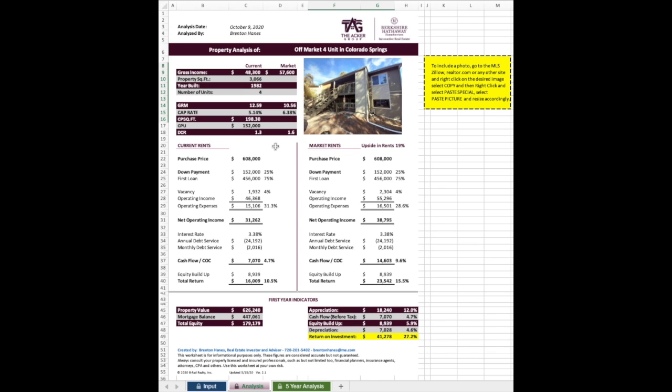So let's look at this first column on the left, our current rents, purchase price, our down payment, our first loan amount, taking in our vacancy, almost $2,000 a year, operating income. Our expenses will leave us with an NOI of $31,262. Interest rate, annual and monthly debt service, so you can look at both, will leave us a cash flow of just over $7,000 a year, or almost a 5% return on our initial down payment.